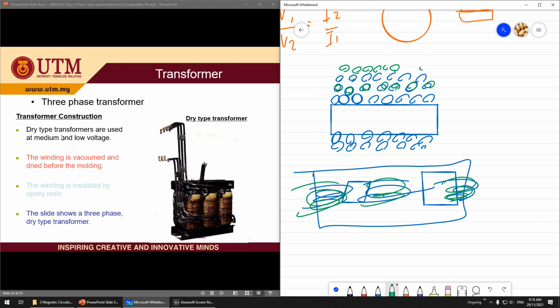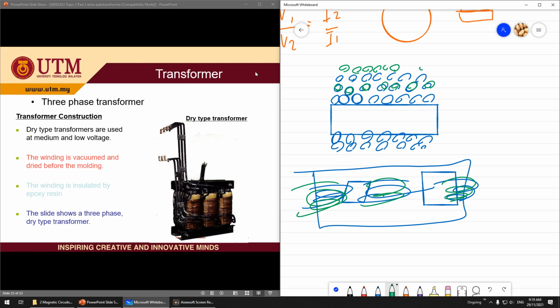This one is a dry transformer, meaning you don't use oil. It's just open, something like this. This one is usually for medium and low voltage. So the winding you put in a vacuum container, and the winding is insulated in epoxy resin. This is an insulator of some sort. You can try to Google it. I'm not sure how to explain it. The slide shows three phase. This one is the three-phase dry transformer.